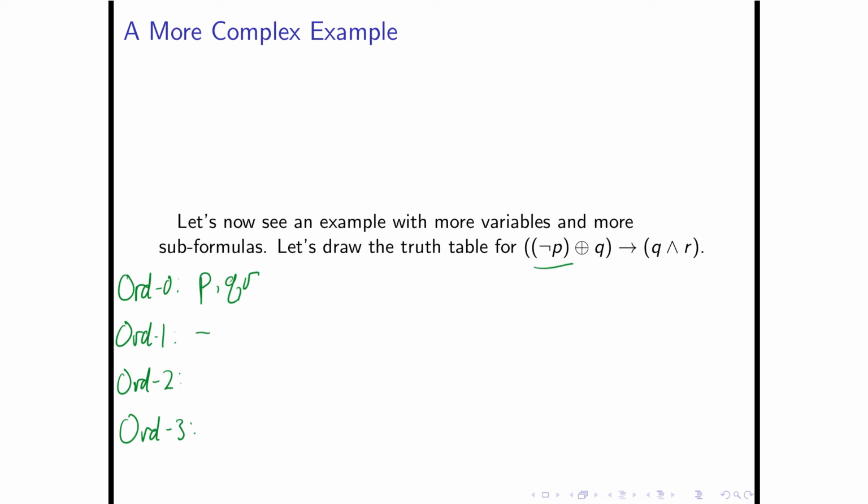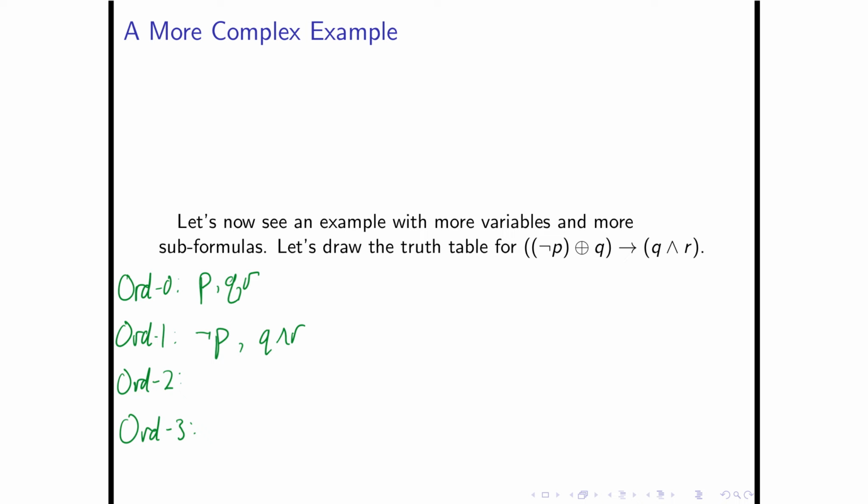Then there's the order 1. So negation P is going to be order 1. Then there's Q conjunction R. That's another order 1. And that's all the order 1s, right? Q is an order 0, so that would not be any of the orders so far. Next, let's get the order 2.